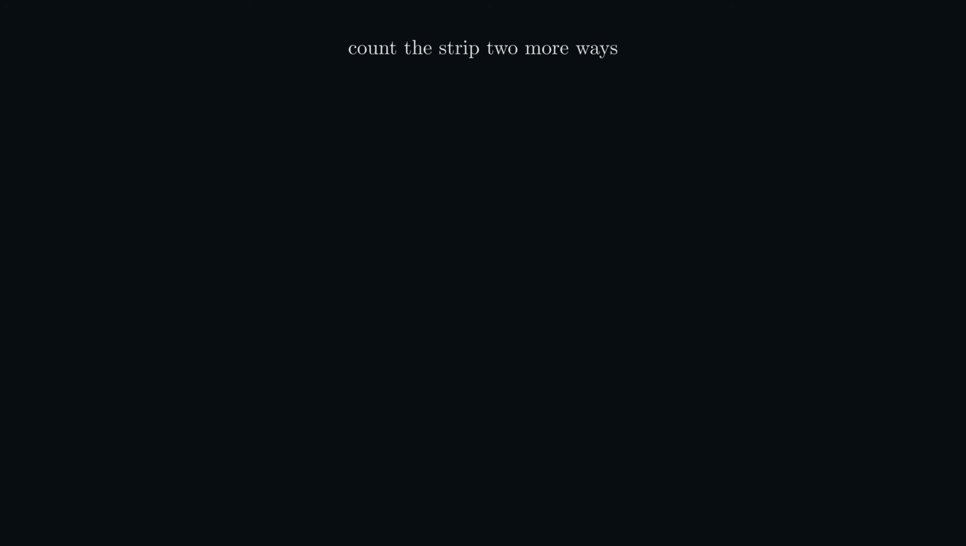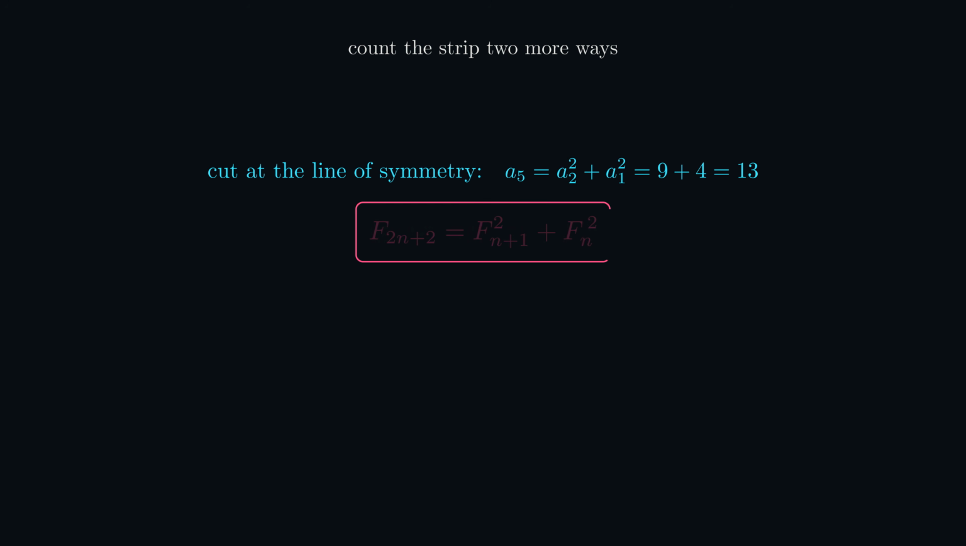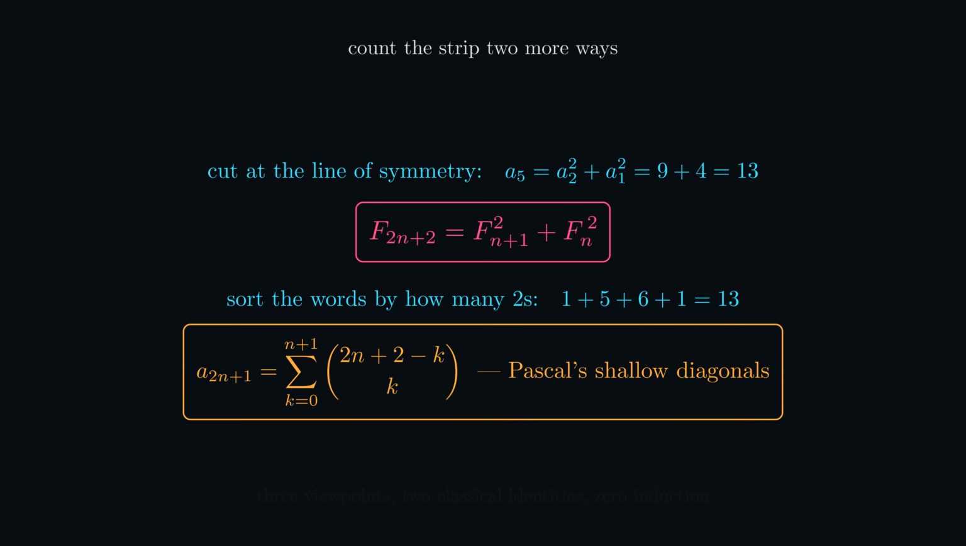Now count the strip 2 more ways and collect the dividends. Cut an odd strip at its line of symmetry through the apex of the middle triangle. A route either passes through that apex, count the halves, multiply, a perfect square, or it slips underneath, which splits it into 2 routes on strips 1 size smaller. Another square. So the whole count is a sum of 2 squares. In small numbers, 13 equals 9 plus 4. In Fibonacci language, a Fibonacci number of odd index is the sum of 2 consecutive Fibonacci squares.